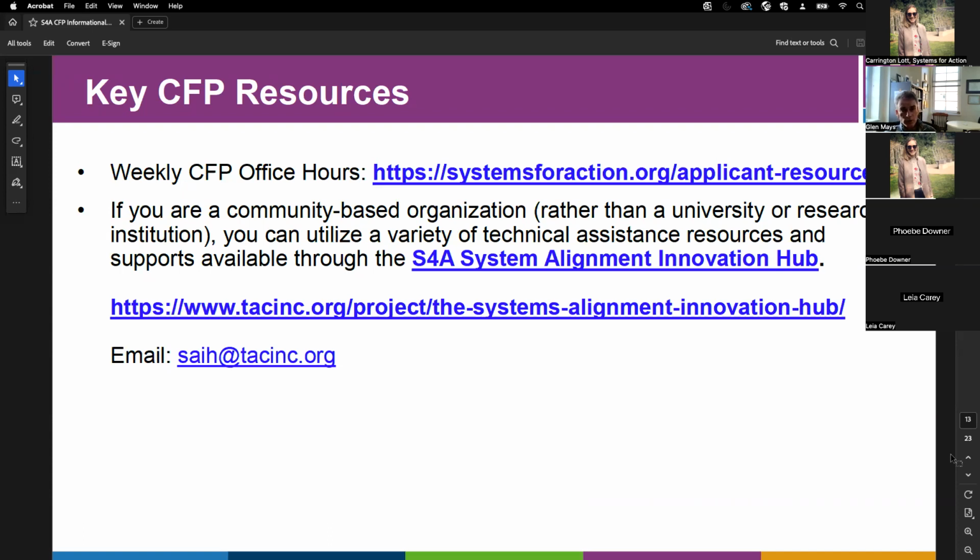A few other resources specifically designed to help you in developing your CFP application materials. One is to know that we are hosting weekly office hour sessions at the Systems for Action National Program Office. Every week we have an hour scheduled where you can drop in. I'll be there along with a number of other members of our National Program Office team, and we're just there to answer your questions about the CFP. We're there to give you any feedback or guidance that can be helpful to you as you're developing an idea for submission for the CFP.